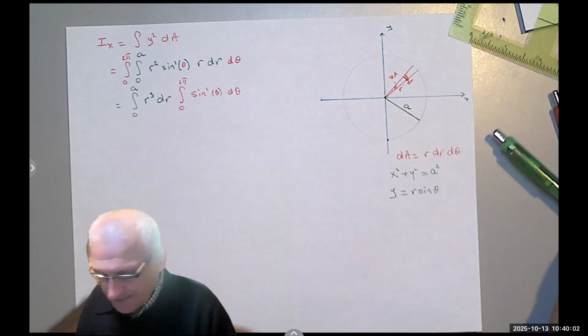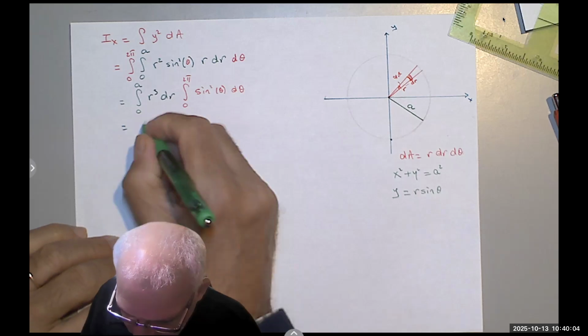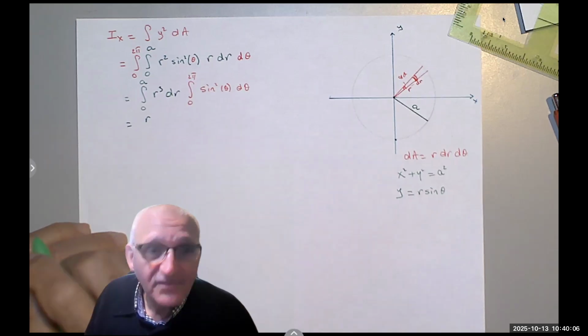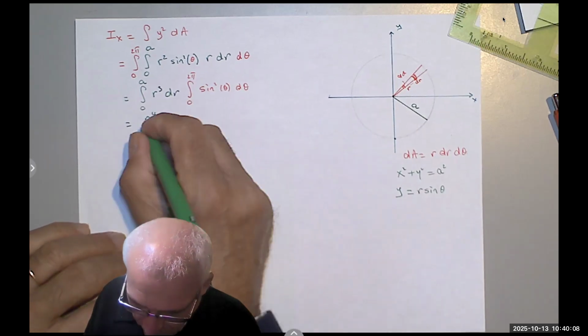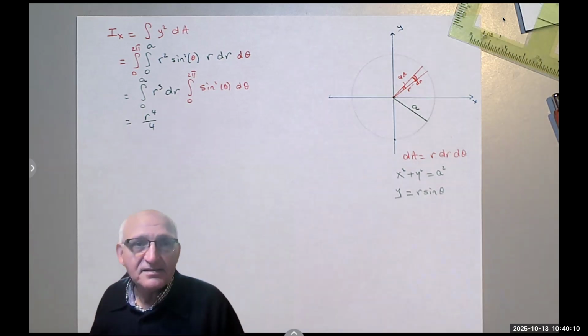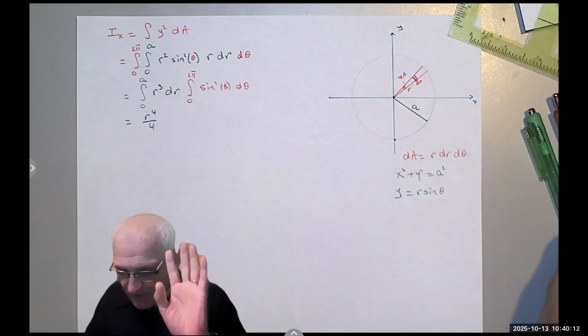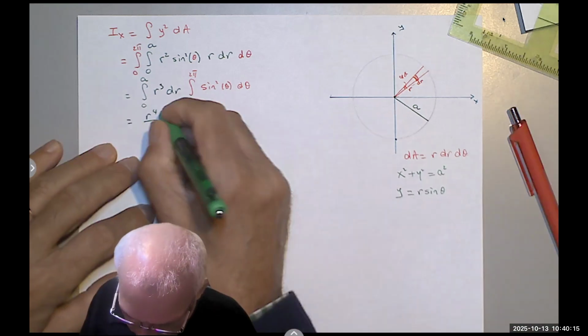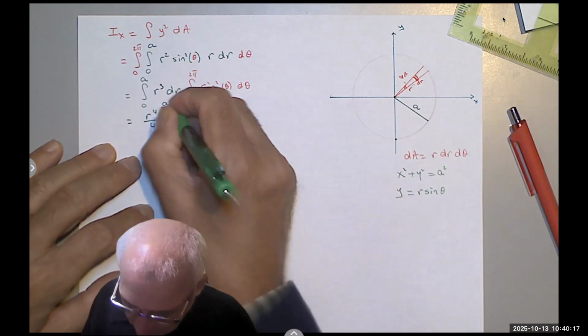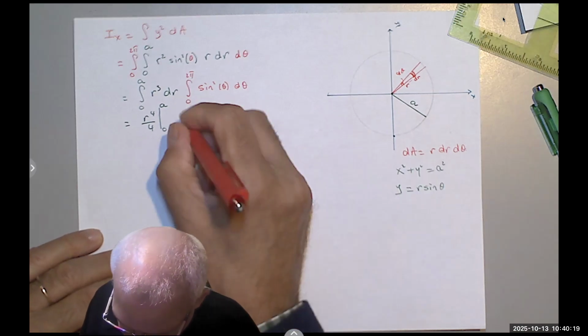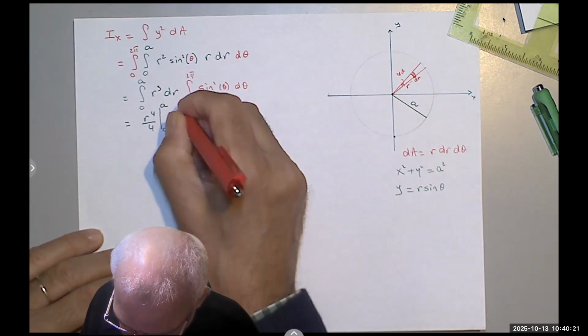No, we don't have that. The left part of the integral is r to the 4 over 4. It's just that, and I'm not going to worry about r after evaluating from 0 to a, and that's times the integral from 0 to 2 pi.